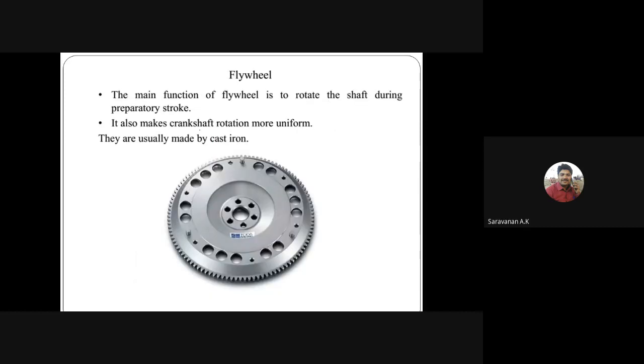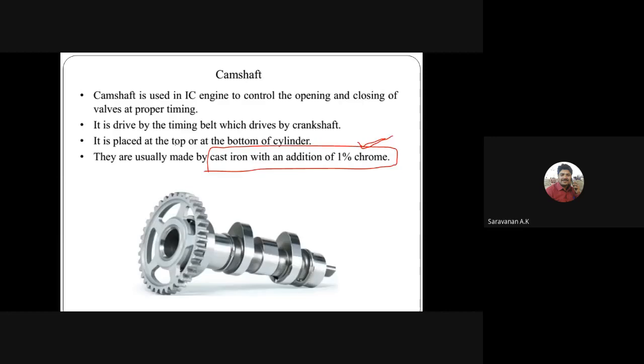Then the flywheel, which keeps the crank rotating at a uniform speed, is also made of cast iron. Up to this we can complete unit 1.